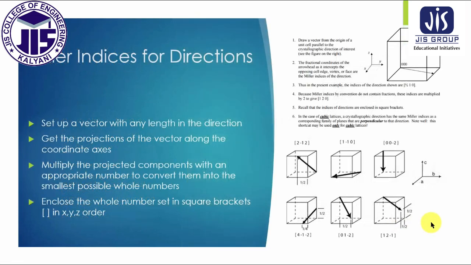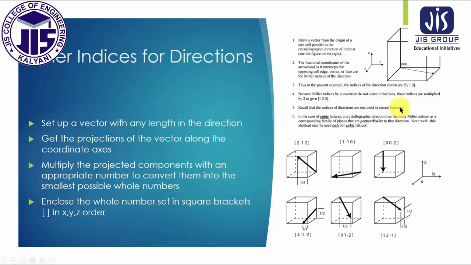The Miller indices for a direction are established by decomposing a vector in the direction into its components. Let's look at the 1, 2, 0 direction in this example. This vector's x-axis projection value is 1/2. Y-axis projection value is 1. Z-axis projection value is 0. We then multiply these numbers by 2, so the results will be a set of smallest possible whole numbers. Thus we get 1, 2, 0. We then enclose them inside a pair of square brackets. This is a convention for Miller indices of a direction.